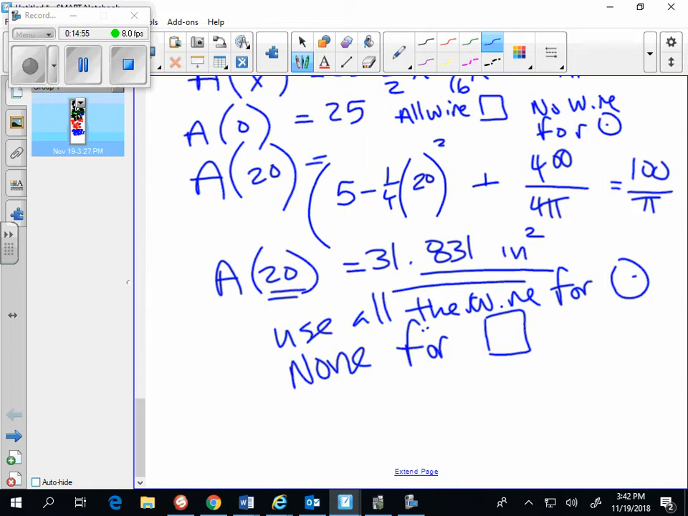And why was it that so many students were really upset with this problem when it showed up on the AP exam? Because the problem said, where are we going to cut the wire? And it turns out that, in fact, to maximize the total area, we're not going to cut the wire at all. We're just going to use all of the wire for the circle. Yeah, so welcome to the AP.